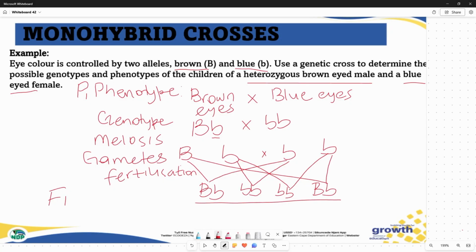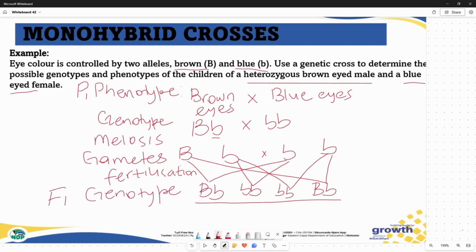So what were we doing here? This is fertilization. Then from here, what is it that we are getting? We are getting the first filial generation. So this is F1, and this is the genotype.